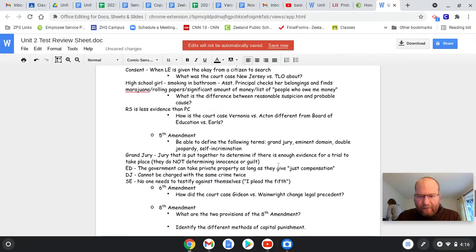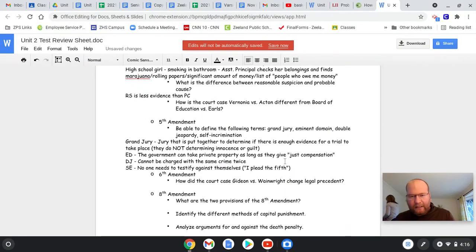How did the court case Gideon versus Wainwright change legal precedent? It gave all people, and in this particular case, they focused on the difference between him and poor people. It gave all people, poor people included, the right to counsel, or what we'd say a lawyer.